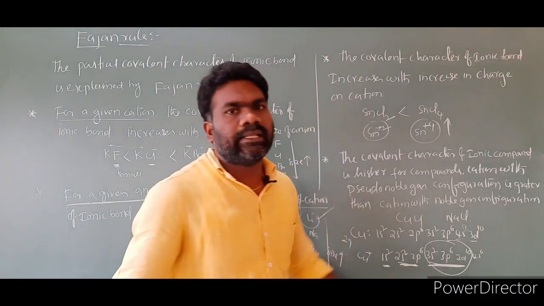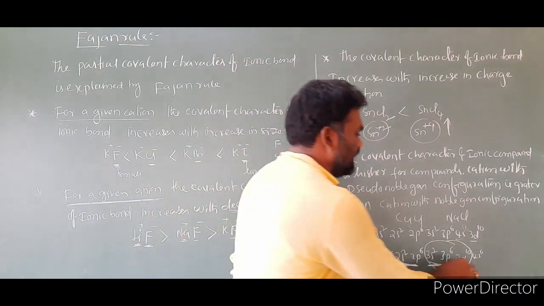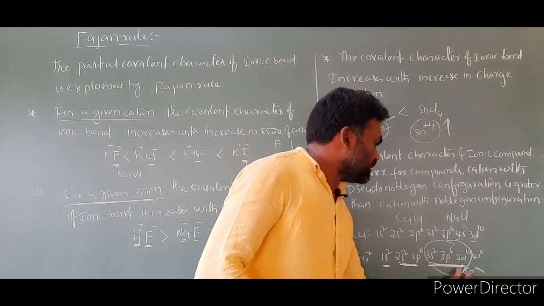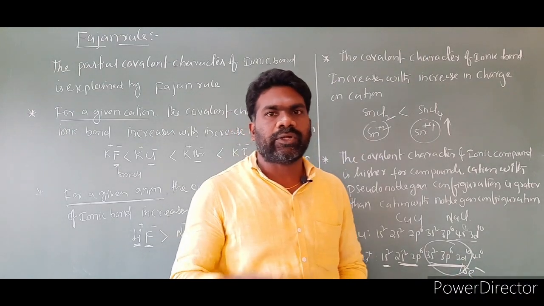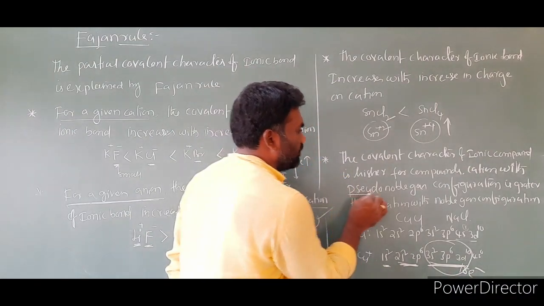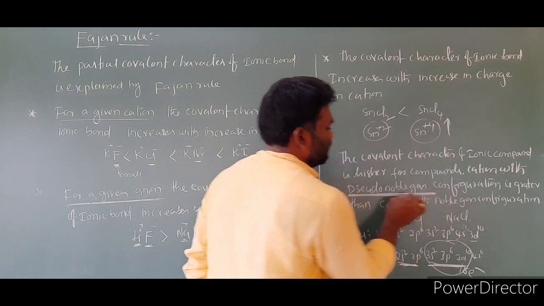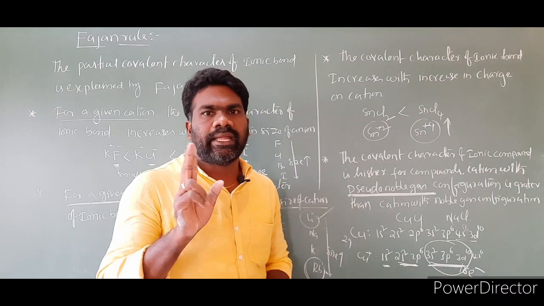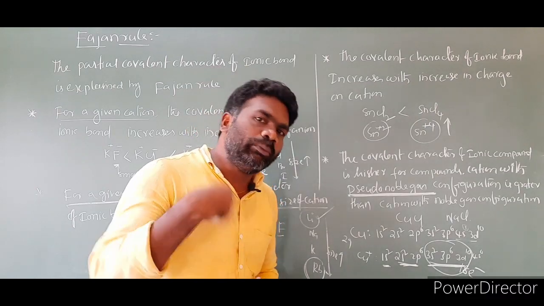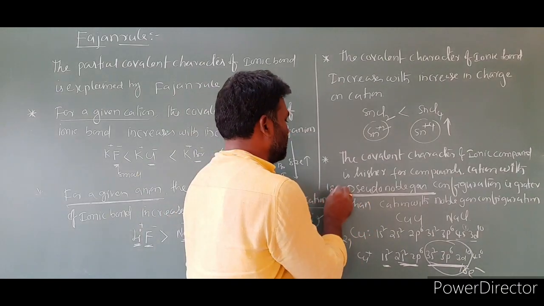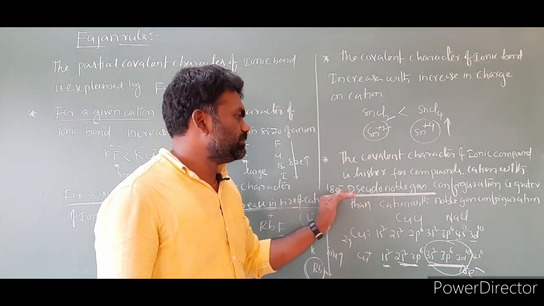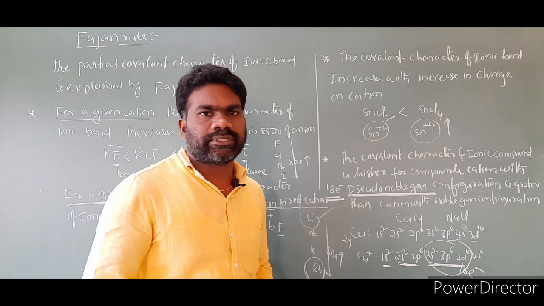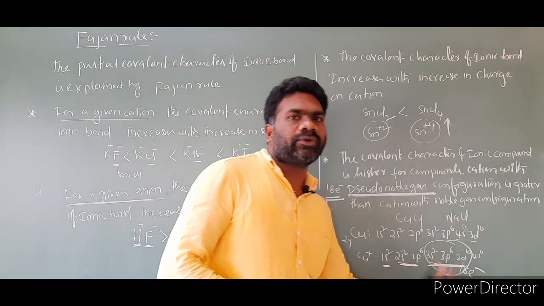Very important point: in this outermost energy level, the number of electrons is 18. Whenever the atom has 18 electrons in the outermost energy level, that configuration is called a pseudo noble gas configuration. Noble gas means it must have 8 electrons in the outermost energy level. Pseudo noble gas means they must have 18 electrons in the outermost energy level. That is the difference between the noble gas and the pseudo noble gas. So this Cu plus has a pseudo noble gas configuration. It has 18 electrons in its outermost energy level.